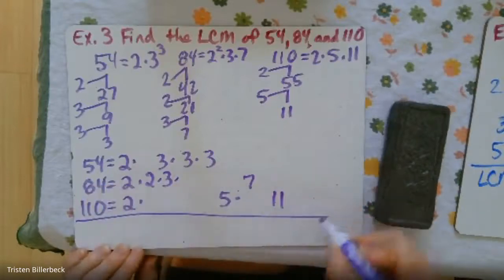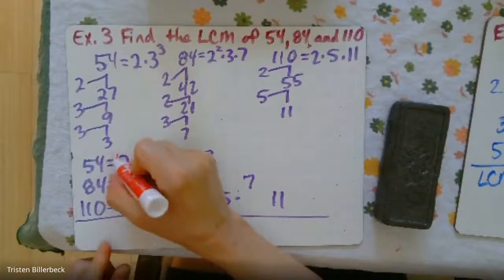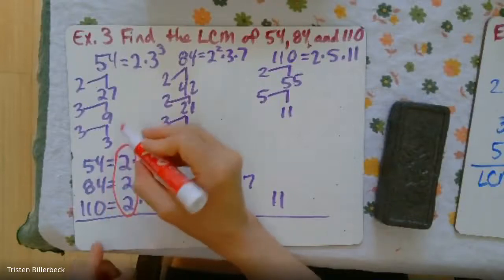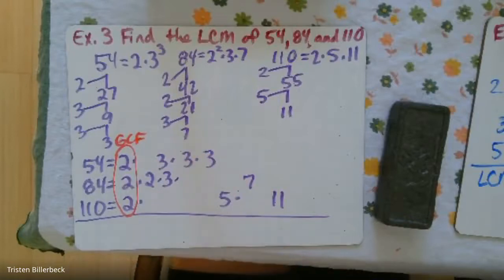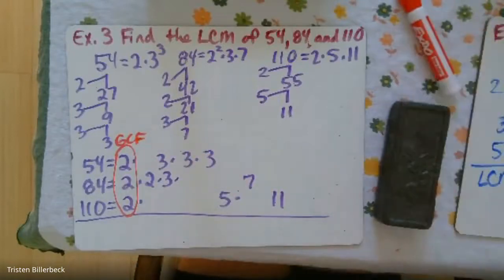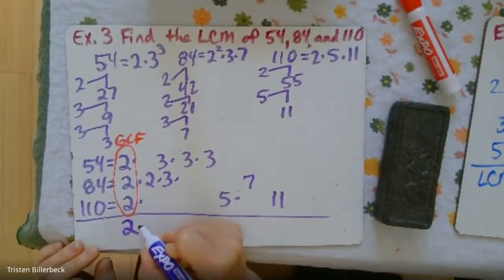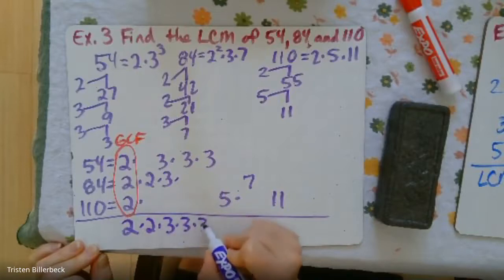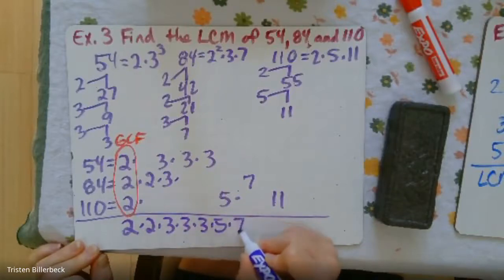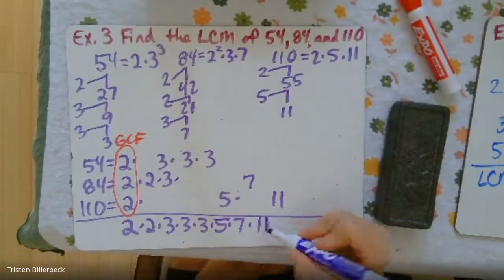So let's see if we have anything in common. Oh, we do. Okay, so they all have a 2. So this is our greatest common factor, that 2. So now we can write everything down. 2 times 2 times 3 times 3 times 3 times 5 times 7 times 11. And whatever that is, that is our least common multiple.